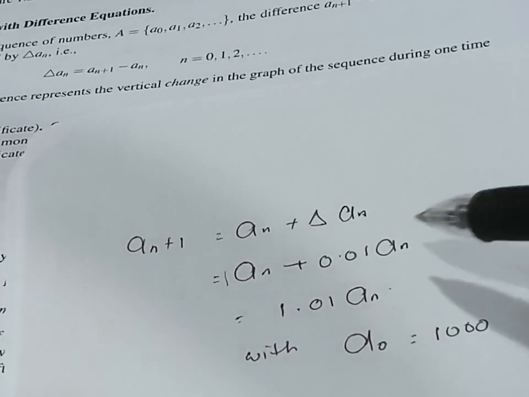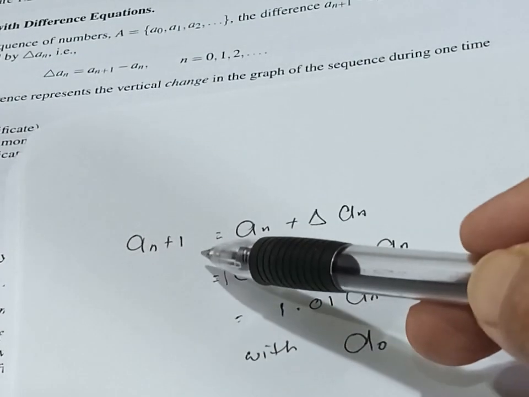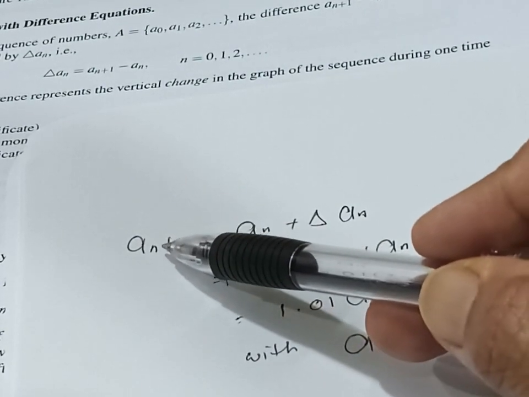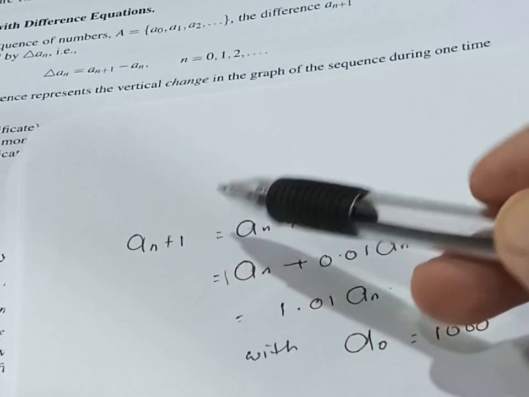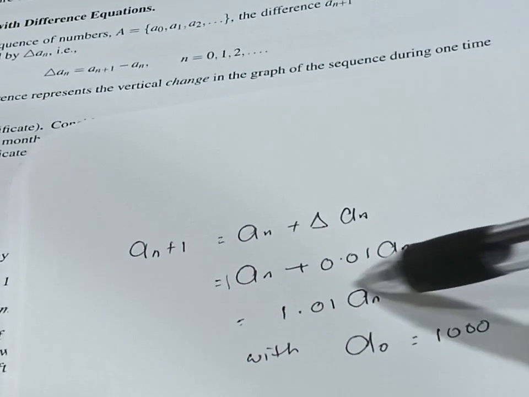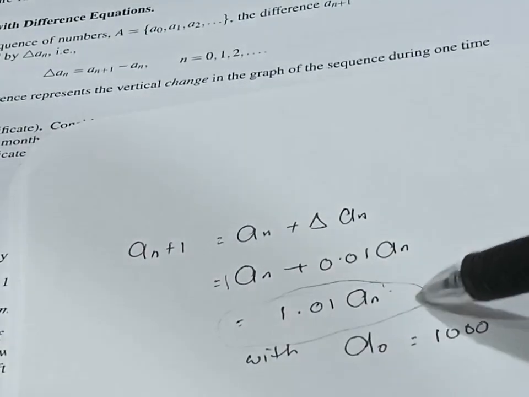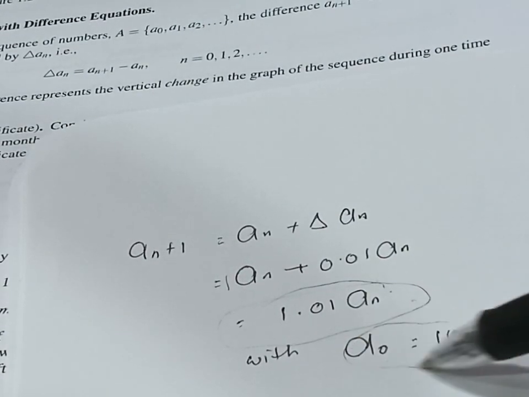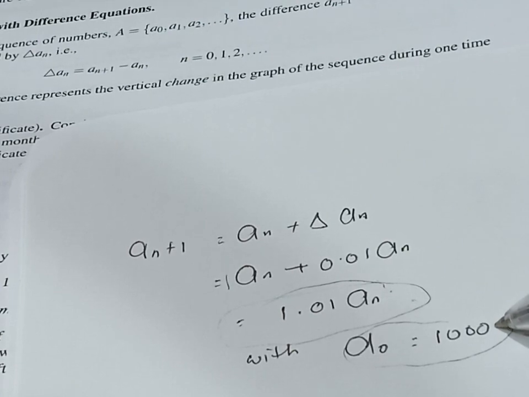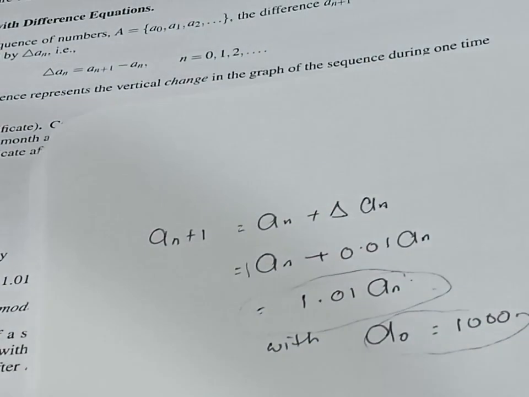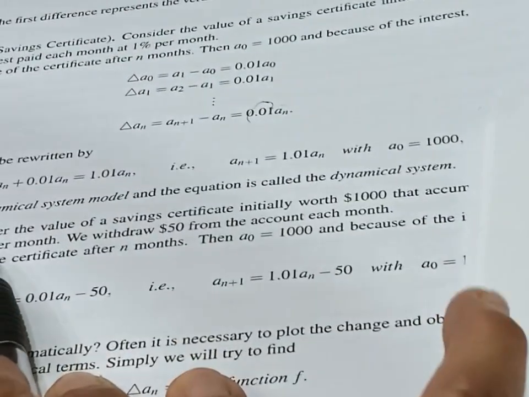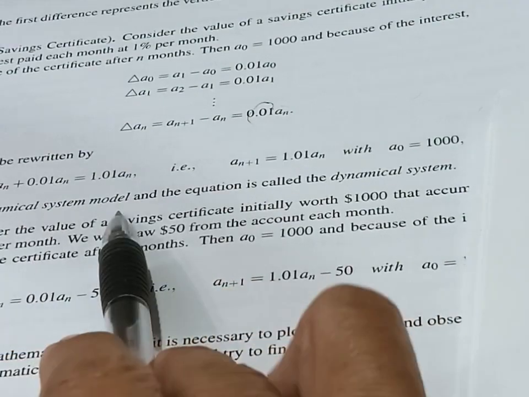So this is the complete equation for the term a_{n+1}. For the term at position n plus 1, it is given by this equation, the model. And we must put the initial value A0 together with the equation, so that we complete the system. And this is called a dynamical system model.